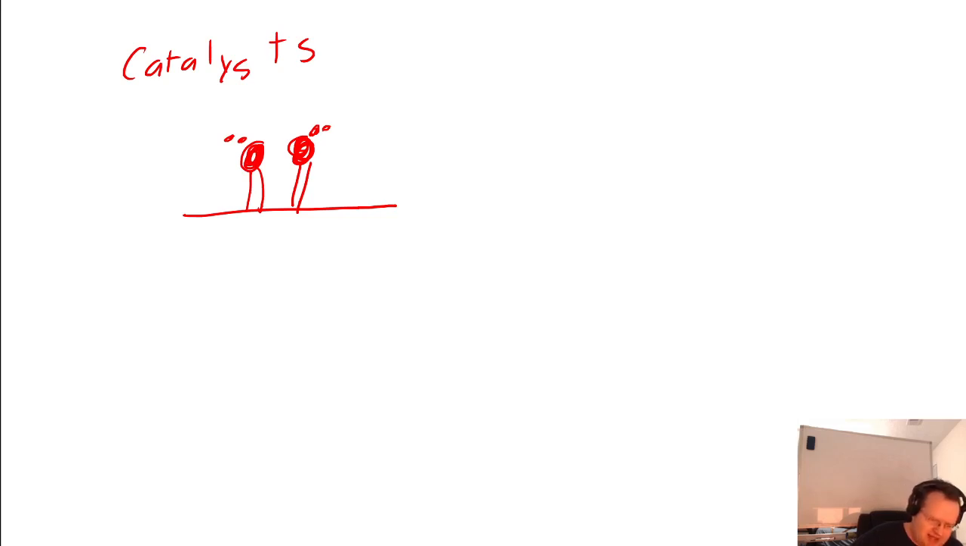Now that's a positive catalyst. You can also use a negative catalyst that makes it harder for this reaction to occur, which you don't see as much, or at least we don't talk about them as much. But you can also do that. You can make it so that something interferes with the reaction.